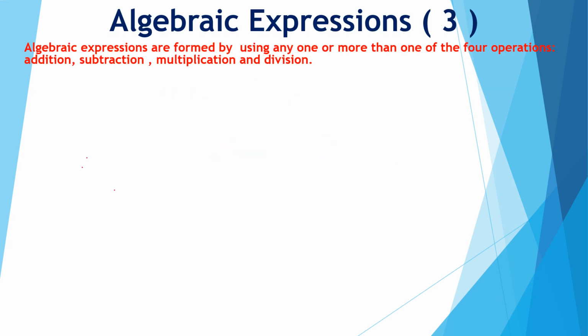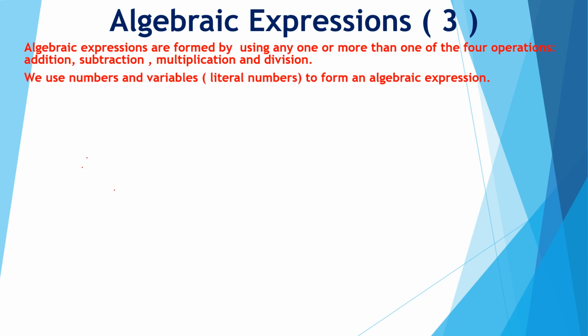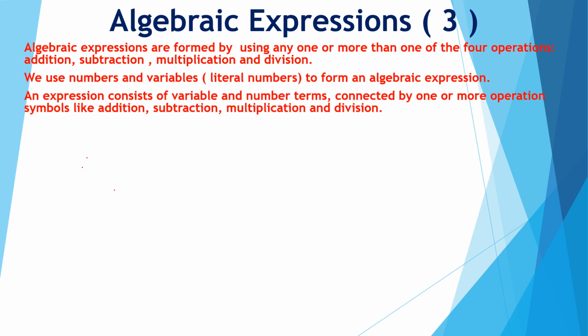Algebraic expressions are formed by using any one or more than one of the four operations: addition, subtraction, multiplication, and division. We use numbers and variables to form an algebraic expression. Variables are also known as literal numbers. An expression consists of variable and number terms, connected by one or more operation symbols like addition, subtraction, multiplication, and division.